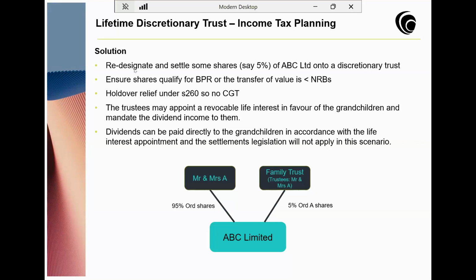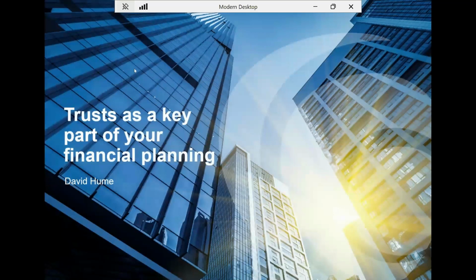Okay. Now, in this scenario, the settlements legislation won't apply, but great care has to be taken to ensure that is the case. It works very, very well for, in this example, where we have grandparents with their own company who are clearly in control, both at shareholder and director level. There can be scenarios where this is not appropriate, and particularly where parents of minor children are involved in some capacity, for example. And on that note, I think I hand over to David to present the last third of the webinar.